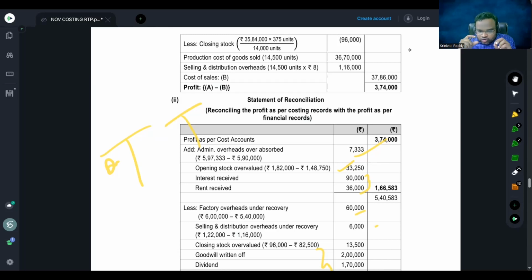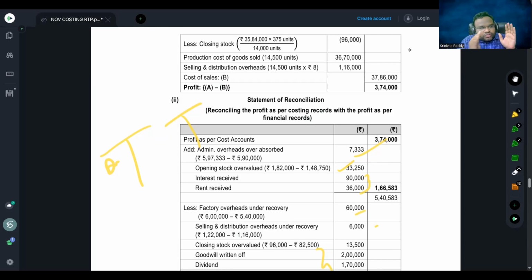Now tell me, opening stock will decrease your profit or increase your profit? More amount of opening stock is on the cost accounts. That means cost accounts profit got decreased or not. Now I want to align with my financial accounts. That means I should increase my profit to the extent of excess debit. That is what we did for 33,050.